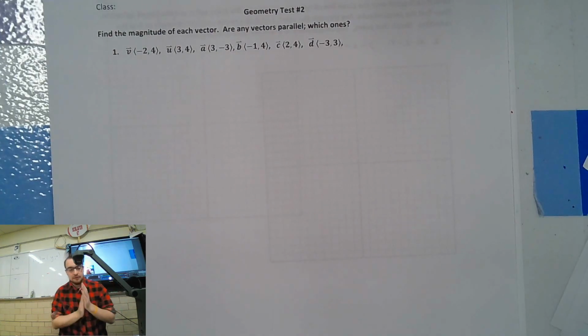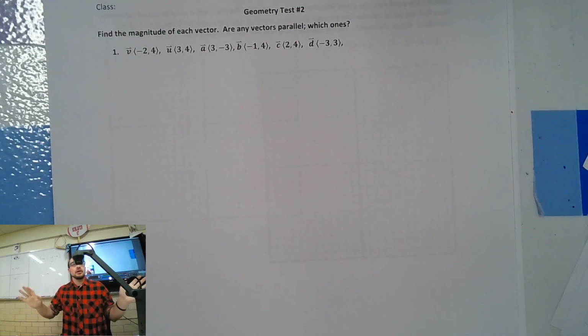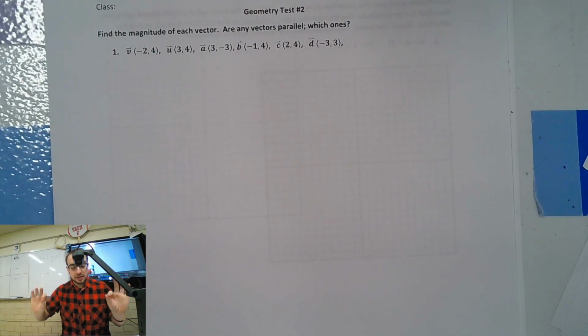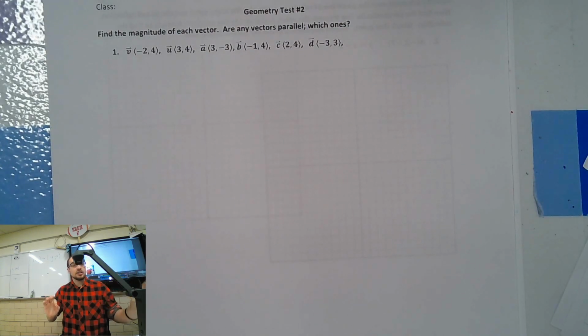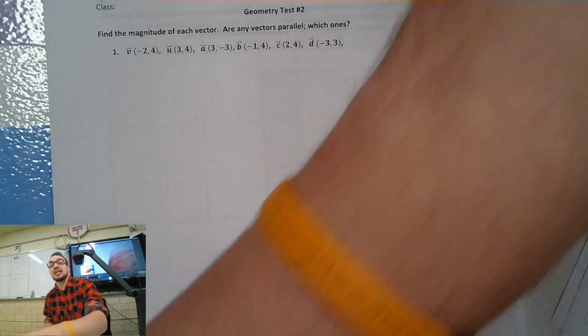Okay, so check it out. Let's get going. First page. Vectors. I'm not going to make you graph them. We know what they are now. We've been using them all the time. The question is, which ones are parallel, and what is the magnitude? So I'm going to go over how to find out if they're parallel or not. We're comparing their components, like their slope.